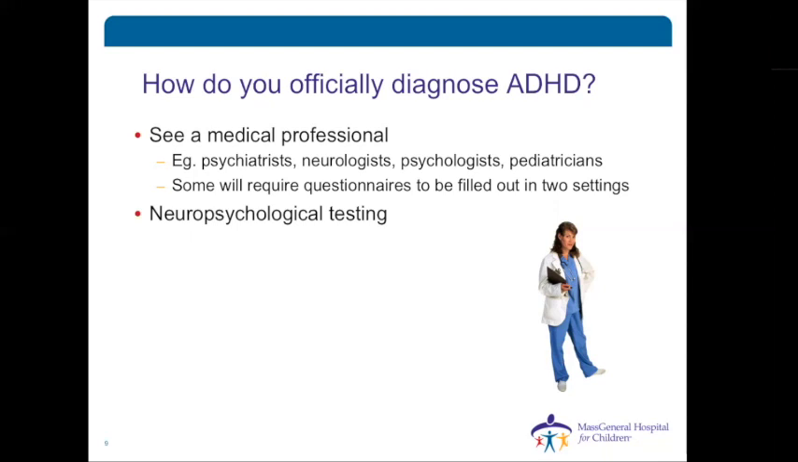Given that the impairment and symptoms of ADHD must be present in at least 2 settings to make the diagnosis, some providers will give questionnaires to be filled out in 2 settings. For example, a pediatrician might give a questionnaire asking about ADHD symptoms to both parents and teachers. For more unclear or complex cases, it might be necessary for someone to undergo neuropsychological testing. This type of testing includes several tests designed to characterize a person's ability to perform cognitive tasks, including those that require attention.